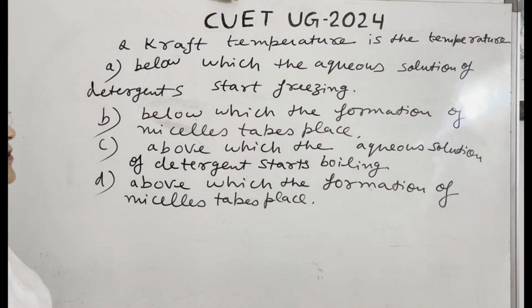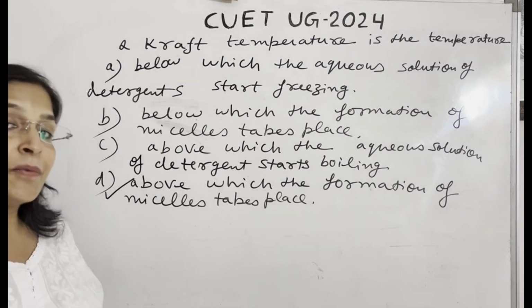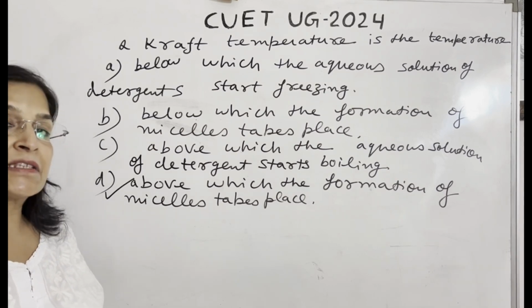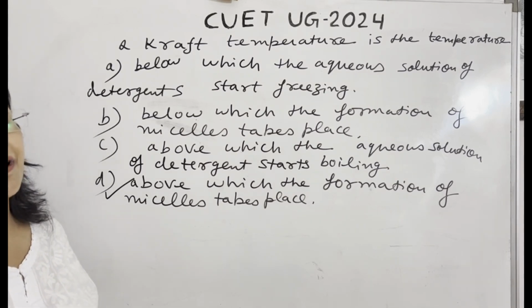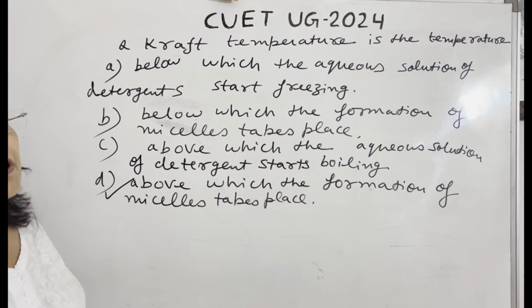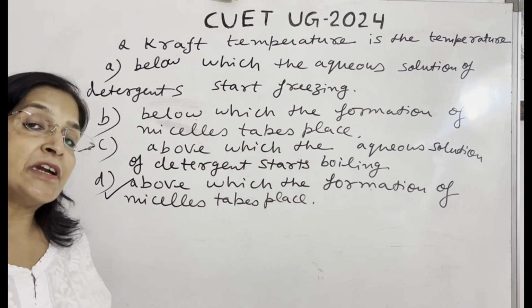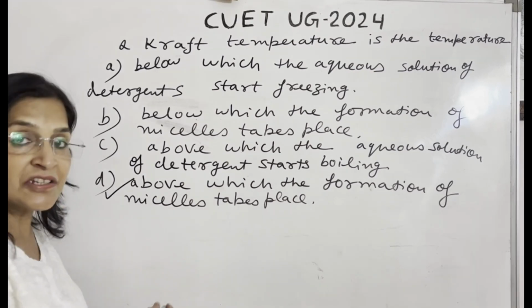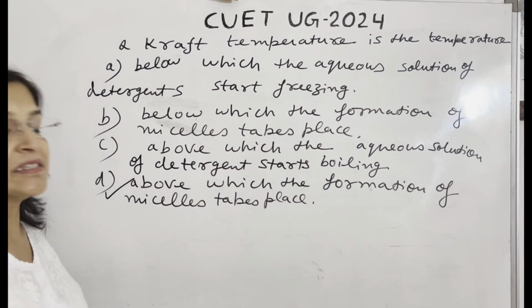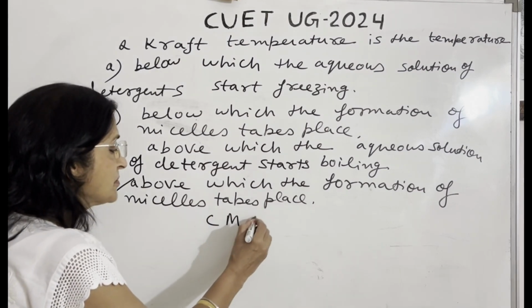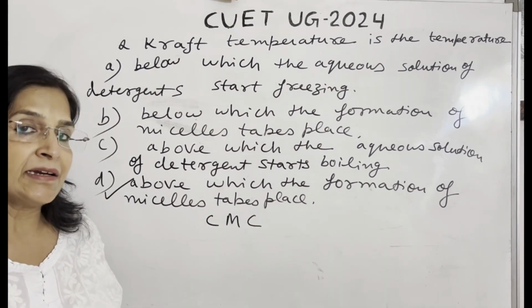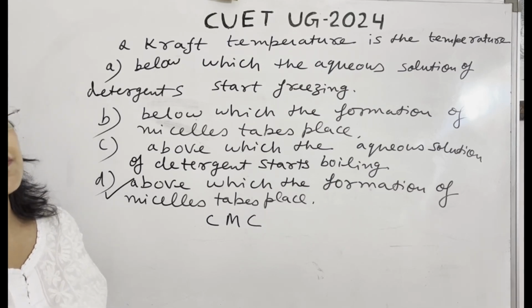Question is, Kraft temperature is the temperature, this will be the correct choice, above which the formation of micelles takes place. Formation of micelle takes place above a certain temperature and that is called as Kraft temperature, and at a particular concentration that is called as critical micelle concentration, CMC. When soap is added in water, micelle formation takes place.